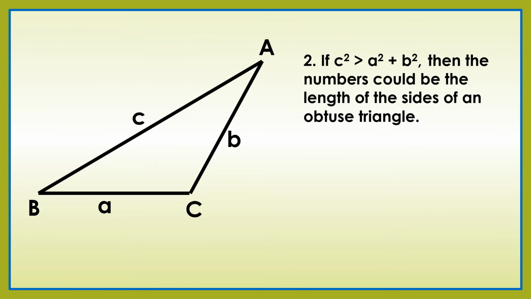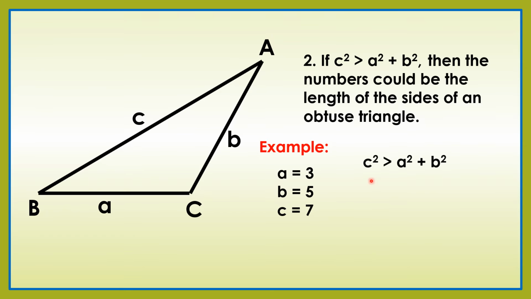Let's have your second condition. If c squared is greater than a squared plus b squared, then the numbers could be the length of the sides of an obtuse triangle. So, given ang triangle sa ating left side. For example, ang a natin ay 3, ang b natin ay 5, ang c natin ay 7.